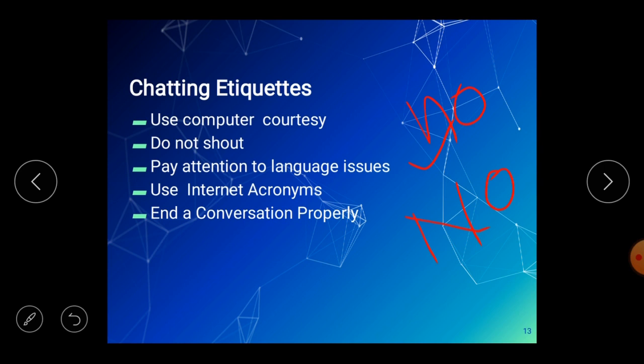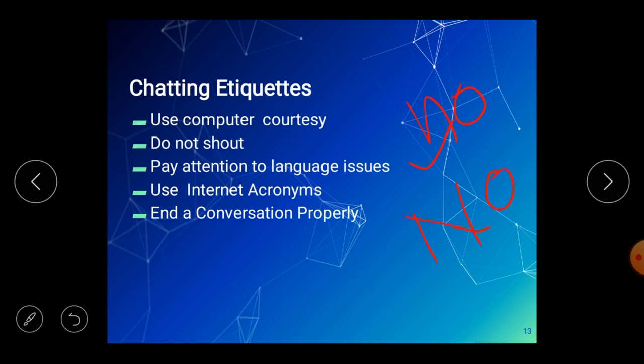Your language should be simple, your language should be generous, because you are not talking face to face, so the other person is not able to see your facial expressions. So it is important to convey your messages with the help of your language. Your language should not hurt anyone else while you are chatting on the internet.